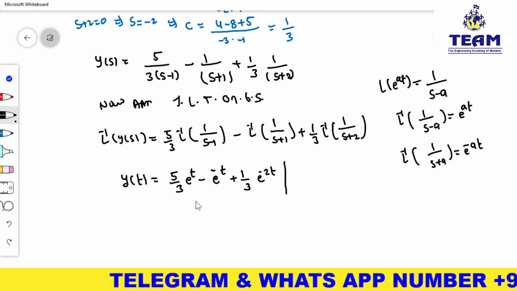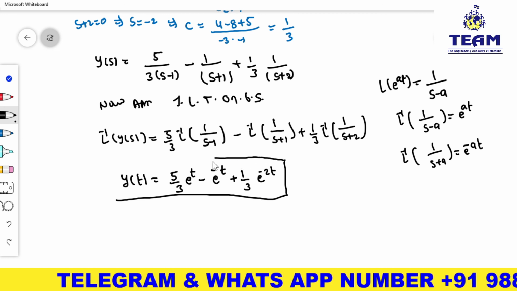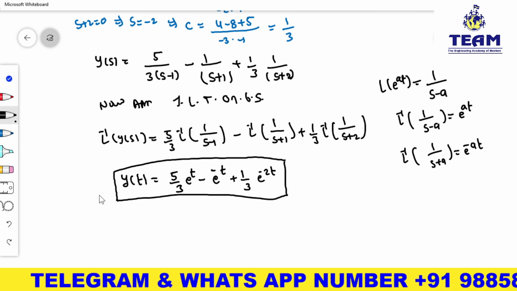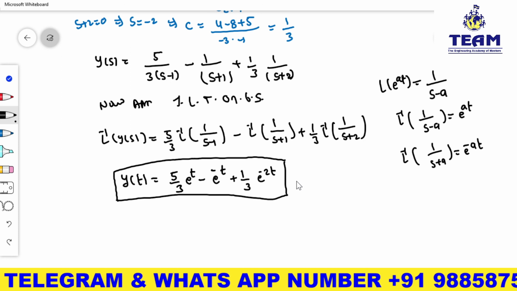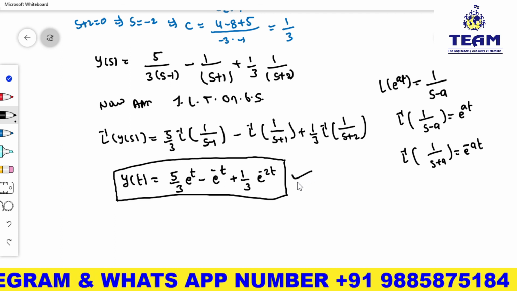So friends, here do you have any arbitrary constant? No, because we applied the conditions. Due to that reason only we got the final solution. So this is the final solution for the given differential equation. Is it clear for everyone?